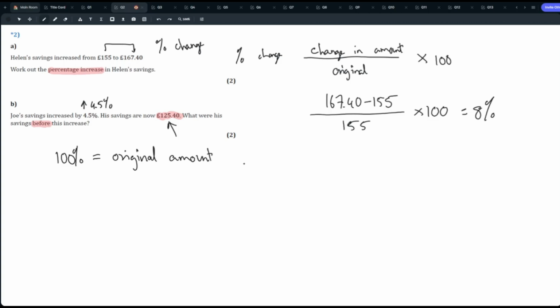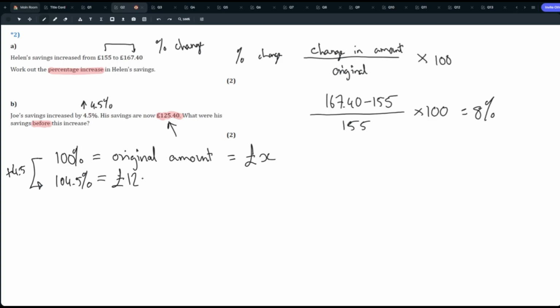Which we don't know how much this is, so I'm just going to put X pounds. Now we are going up by 4.5%, so whatever our original was, we are now increasing by 4.5%. So this becomes 104.5%. And in the question it says this is equal to £125.40.